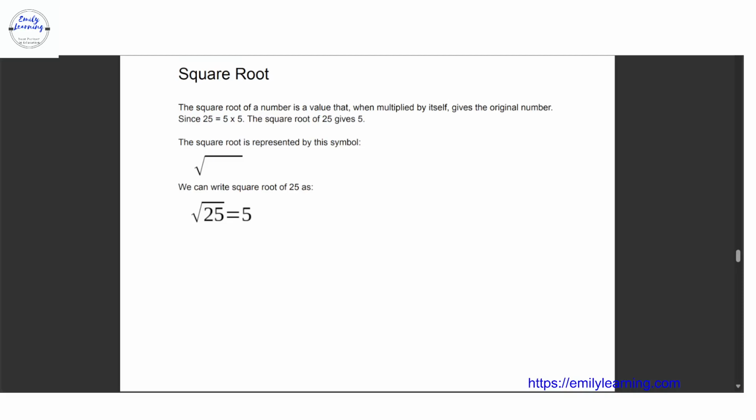So in this lesson, we'll be looking at square root. So what is square root? A square root of a number is a value that when multiplied by itself gives the original number. So what do we mean by that? If I want to square root 25, I need to think of what times what gives 25. I know that 5 times 5 gives 25. So the square root of 25 is 5.